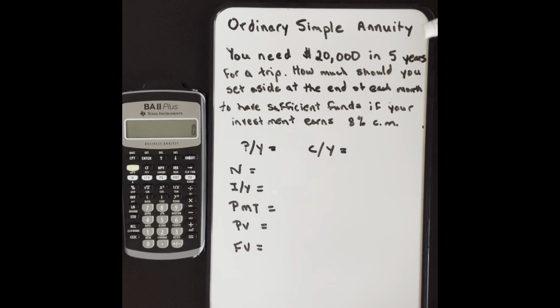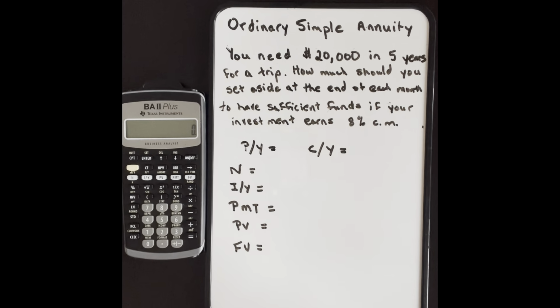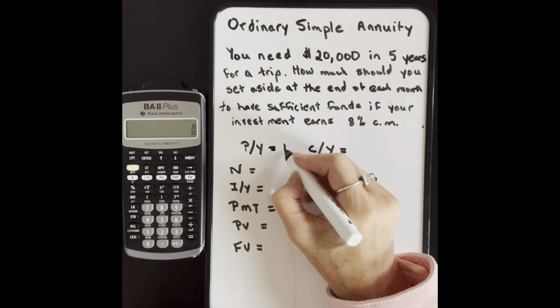Okay, let's take a look at the next example. It says you need $20,000 in 5 years for a trip. How much should you set aside at the end of each month to have sufficient funds if your investment earns 8% compounded monthly? So at the end of the term, it's an ordinary annuity, and you're making monthly payments, and the interest is compounded monthly. So payments per year and compound periods per year are both 12. They're equal. Therefore, it's a simple annuity.